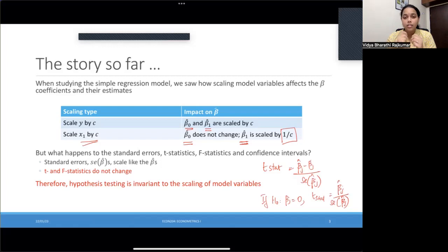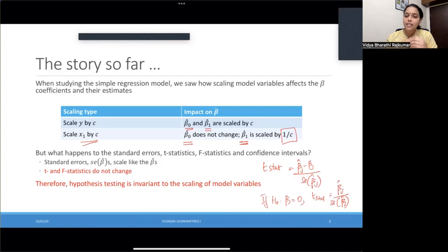It turns out the coefficients that you get from the regression, beta naught hat and beta 1 hat, the intercept and the slope coefficients, are both going to be scaled by the same factor c. So this is fairly easy to remember. When you rescale y by c, all your coefficients are going to scale by the same constant c.